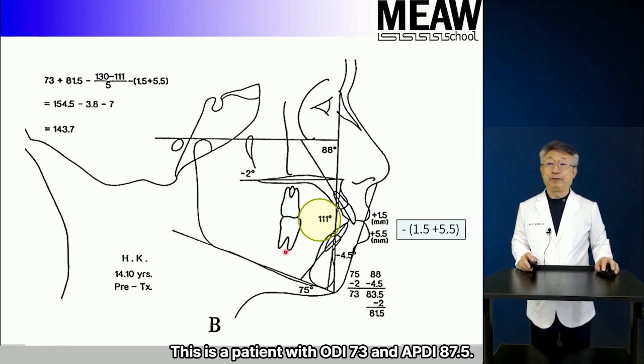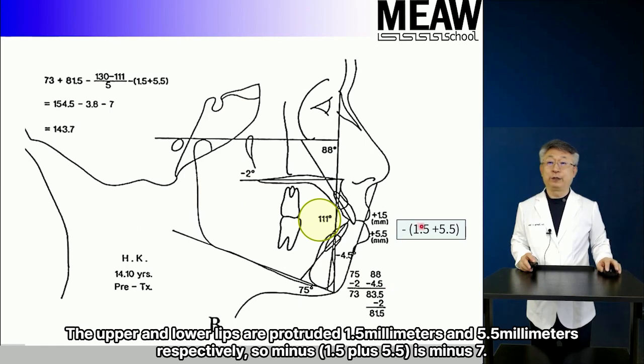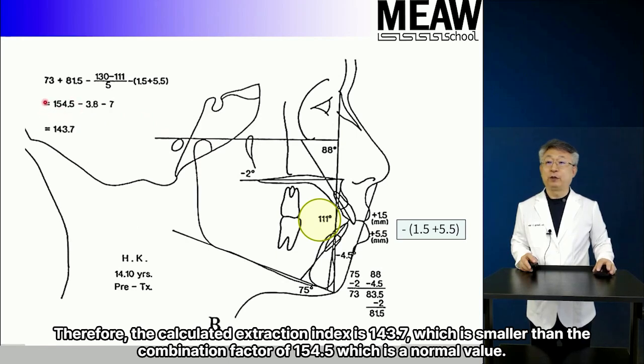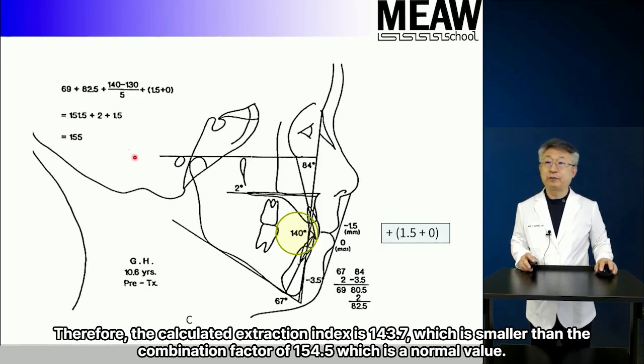This is a patient with ODI 73 and APDI 87.5. The upper and lower lips are protruded 1.5 mm and 5.5 mm respectively, so -1.5 plus -5.5 is -7. The interincisal angle is 111 degrees, so 111 minus 130 divided by 5 is -3.8. Therefore, the calculated extraction index is 143.7, which is smaller than the combination factor of 154.5, which is a normal value.